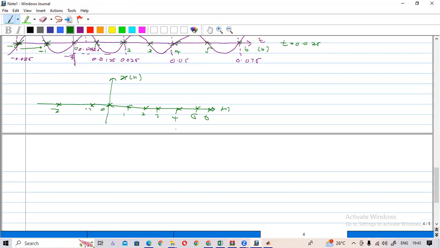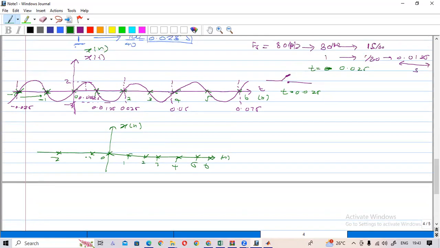Now I think, do you have any problem up to this level? You should be able to draw this discrete time signal after sampling. So this is the discrete time signal. You sample this x(t), and this is the discrete time signal. That is the signal you get after sampling. You should be able to draw the discrete time signal definitely. That is very important.